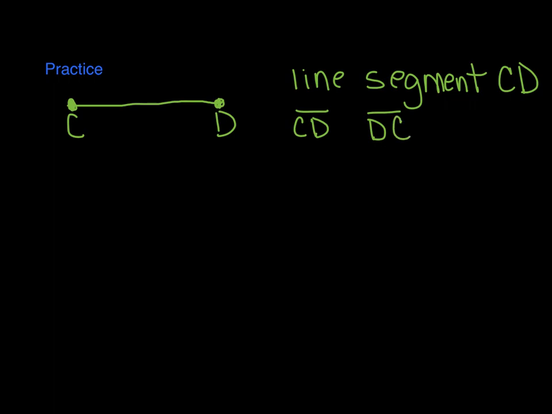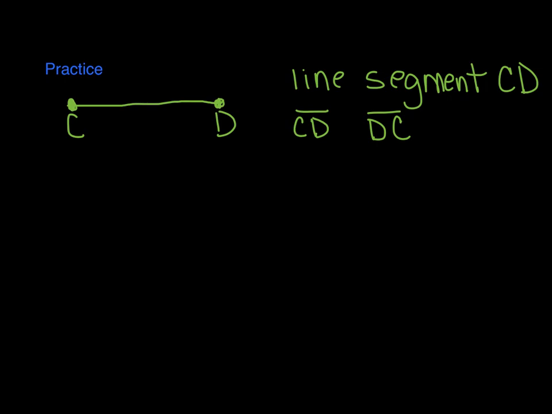Okay, so this would be a line segment. So the directions might ask you, draw a line segment, label it CD. You would draw that picture. If you were given that line segment, they might ask you to name the line segment. So you could write out in word form line segment CD. You could also write out in word form line segment DC, flip them around. Or you could use the shortcut with the symbol at the top of the letters, line segment CD or line segment DC.